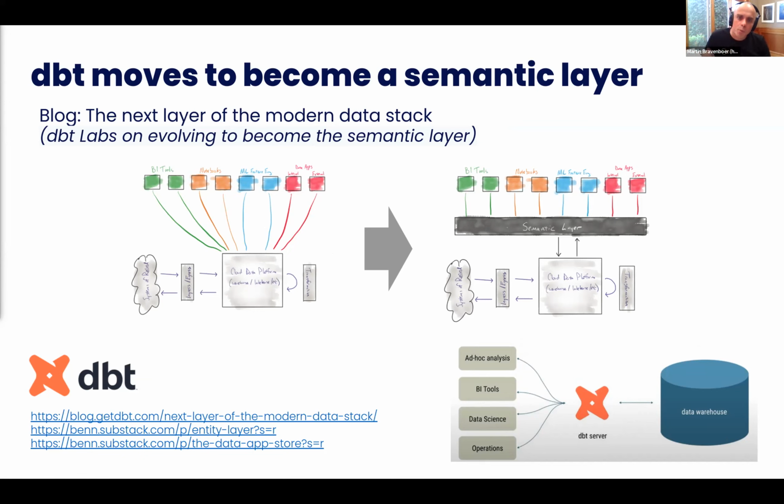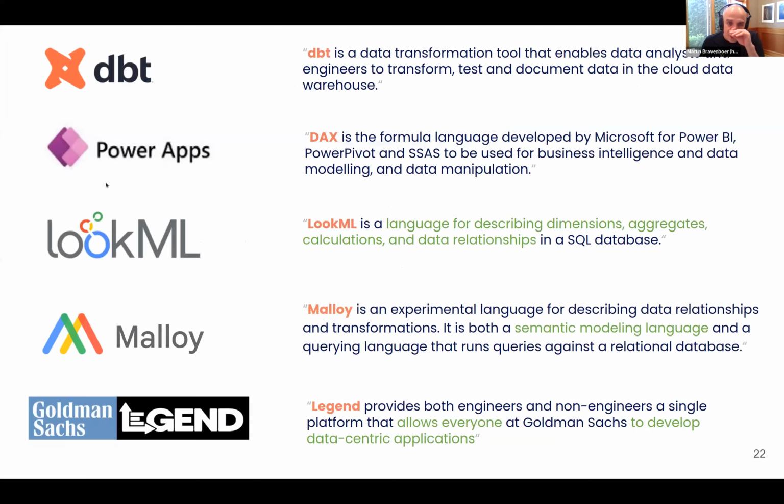One prominent player in this area is DBT. They built on top of SQL, and they aim to be the semantic layer on top of the cloud data platforms. Now there's a whole category of those languages that have similar ideas behind them. There's DBT, there's Power Apps from Microsoft, there's LookML, the original modeling language behind Looker. There's a new language from that team called Malloy that is similar in nature. And from Goldman Sachs, there's Legend that is similar in nature.